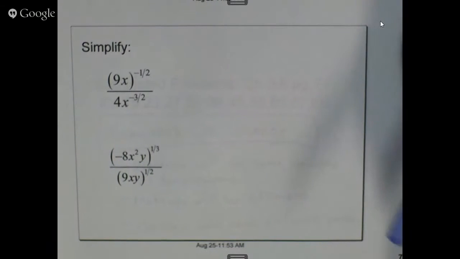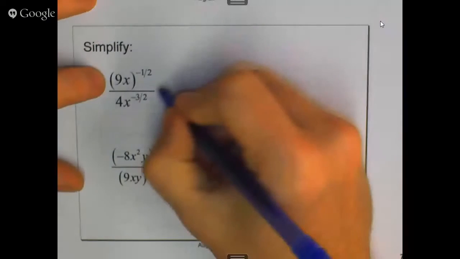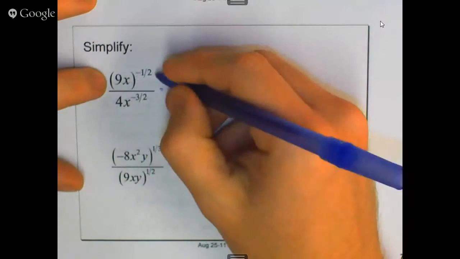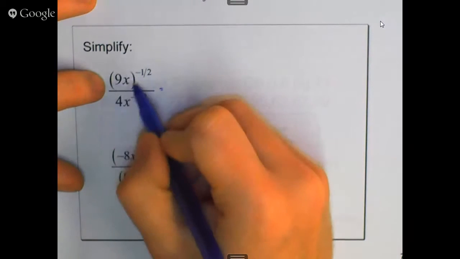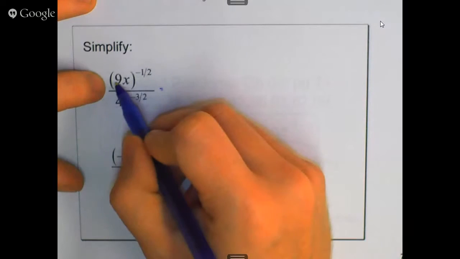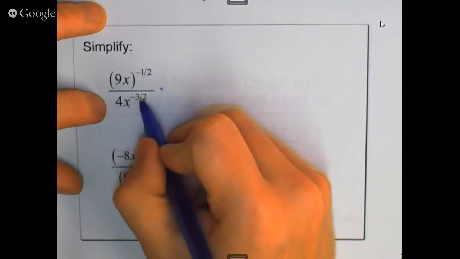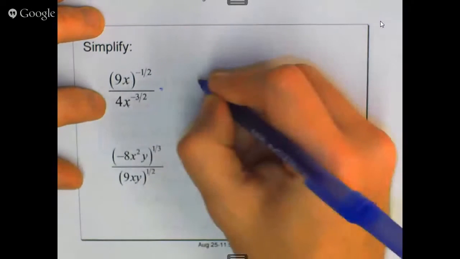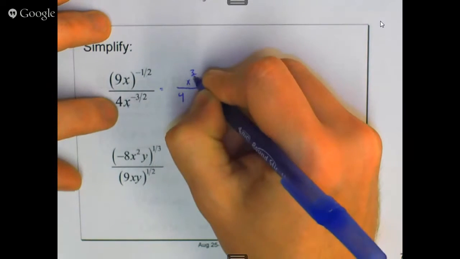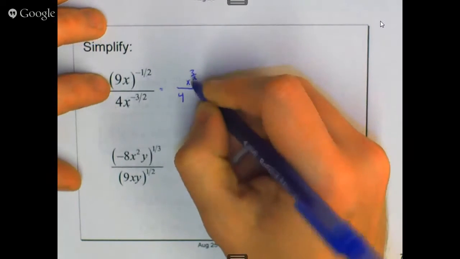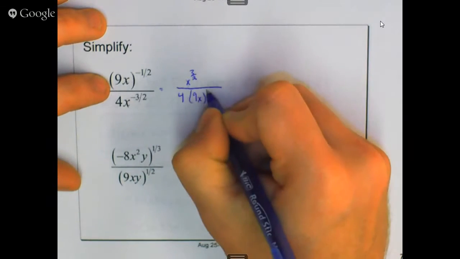All right, so I've thrown in some negative exponents here with parentheses and without. In order to get rid of this negative exponent, I have to move it to the other side of my fraction bar. In the top case, I'm moving both the 9 and the x because this negative goes with both of these. In the bottom, I'm just going to move this x. The 4 does not go with this negative 3 over 2. Okay, so the 4 stays down. The x to the 3 over 2 goes to the top. The 9x to the half goes to the bottom.